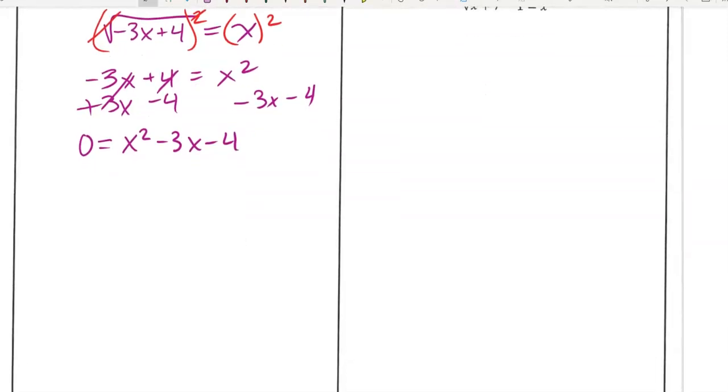All right, now we can label our A, B, and C. A is 1, B is -3, and C is -4. So our t-chart is going to have -4 at the top and -3 at the bottom. So our two factors, 1 and 4, and 2 and 2. Which of these have a difference of 3? 1 and 4. Which one needs to be negative for them to add up to a -3? +1, -4.